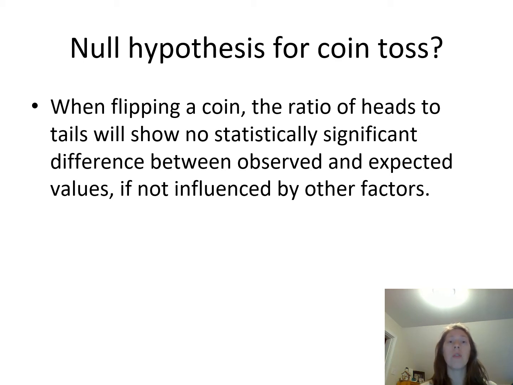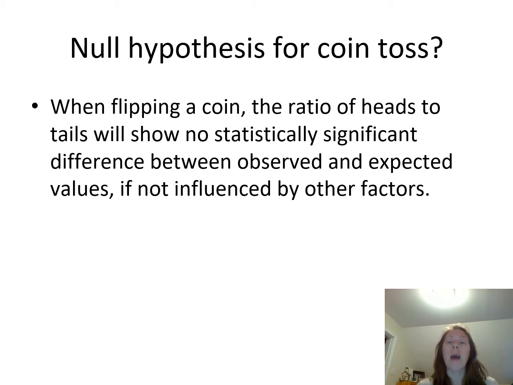Just like when we're using our Punnett square to determine mathematically what the chances are of a child having a certain trait. So when we flip that coin, the ratio of heads to tails will show no statistically significant difference between observed, what we actually get, and expected values. Expected values being our ratio, our 50-50, what we expect to get, if not influenced by other factors.